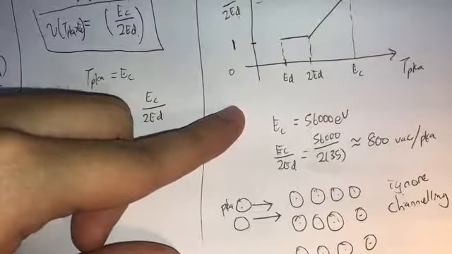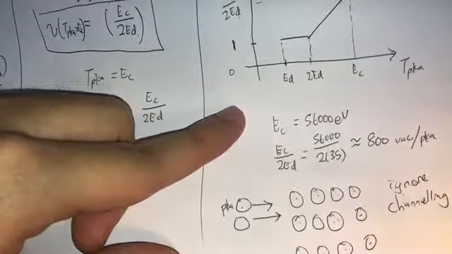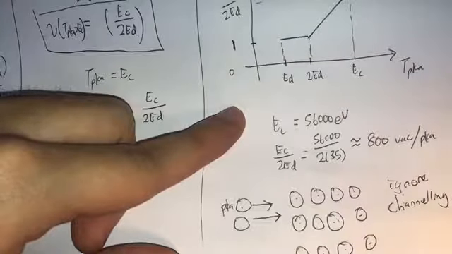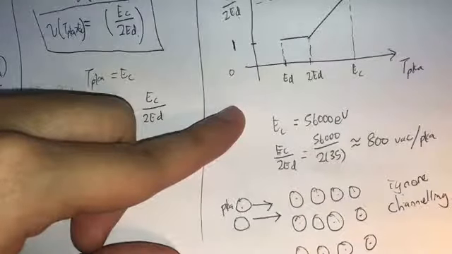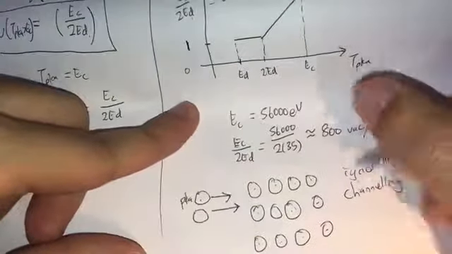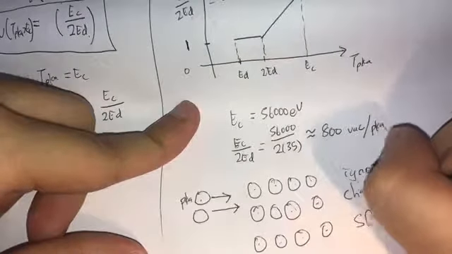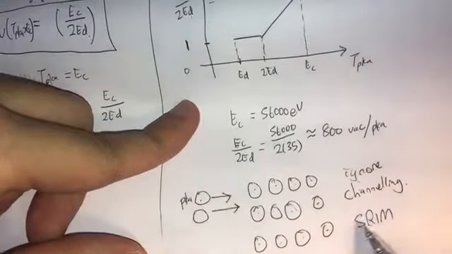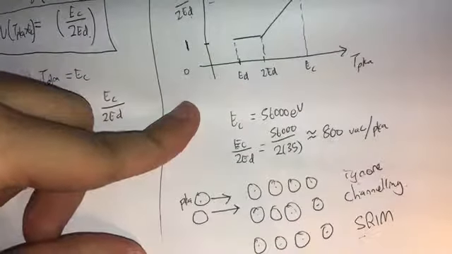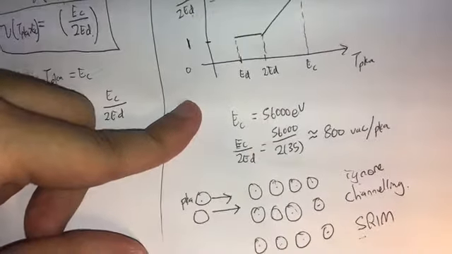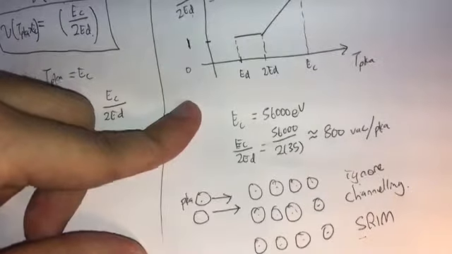If you really want to consider all this channeling and everything, we might need to use some simulation programs that use a Monte Carlo code. In class I learned, I think they call it SRIM, which is the Stopping and Range of Ions in Matter. So just to let you know, such programs do exist to really help us to calculate dpa.